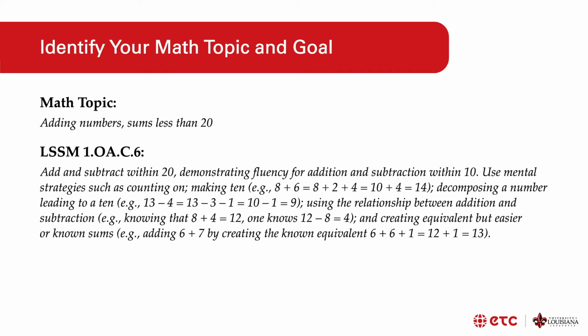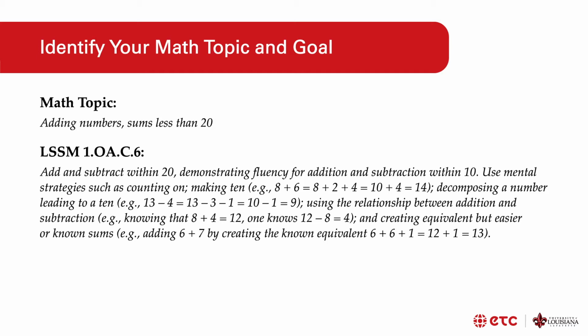Add and subtract within 20, demonstrating fluency for addition and subtraction within 10, and using mental strategies such as counting on, making 10, decomposing a number leading to 10, using the relationship between addition and subtraction, and creating equivalent but easier or known sums. One thing I really like about the way this standard is written is that it gives examples of possible mental strategies, which lets me know that this is not an exhaustive list. Students could use other strategies, and also students don't need to be able to use all of these strategies.